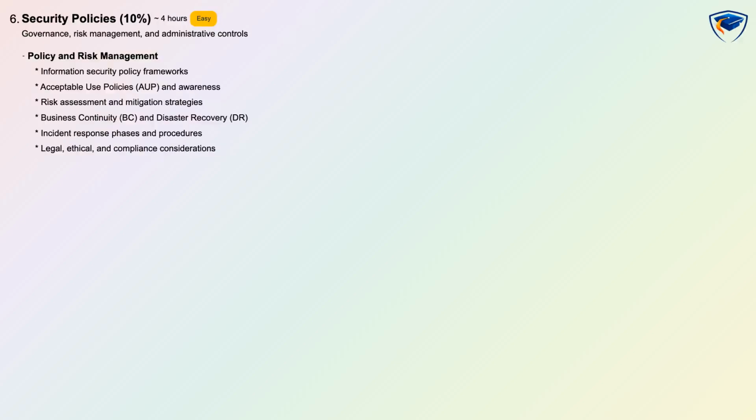Security policies comprises 10%, is easy, and recommends around 4 hours of study on governance and administrative controls. You will learn information security policy frameworks, acceptable use policies and awareness programs, and practical risk assessment and mitigation strategies. The syllabus also addresses business continuity and disaster recovery planning, incident response phases, and legal, ethical and compliance considerations that influence real-world decisions. Expect scenario-based prompts that require applying policy principles to governance and risk cases.